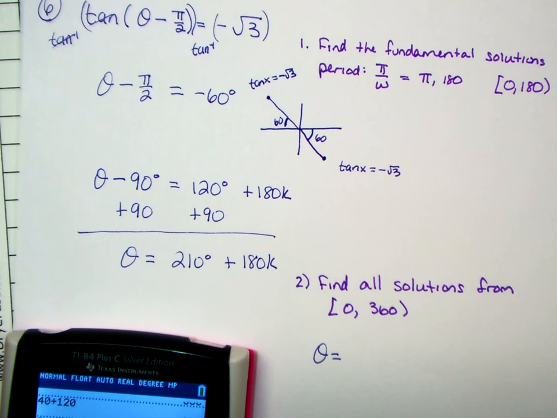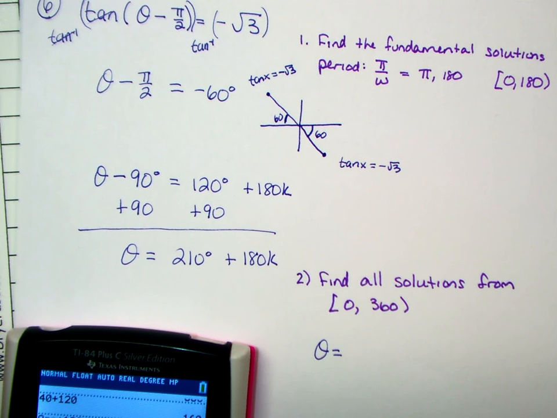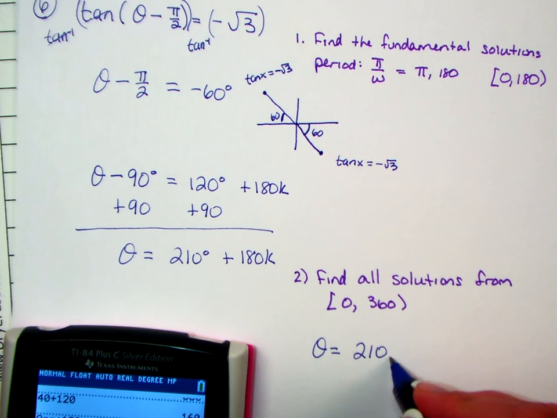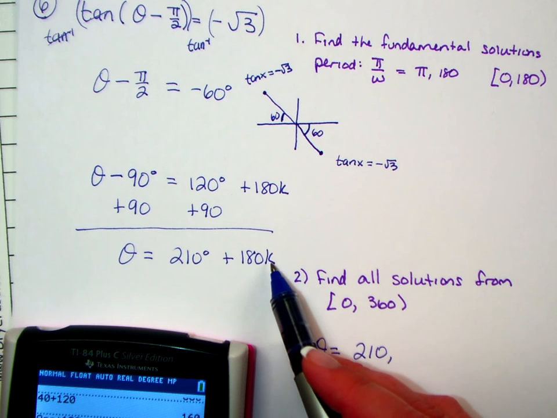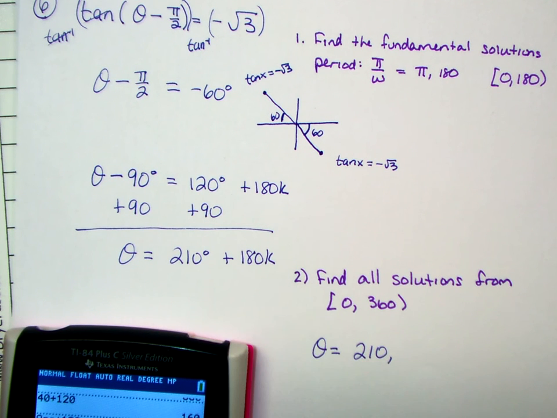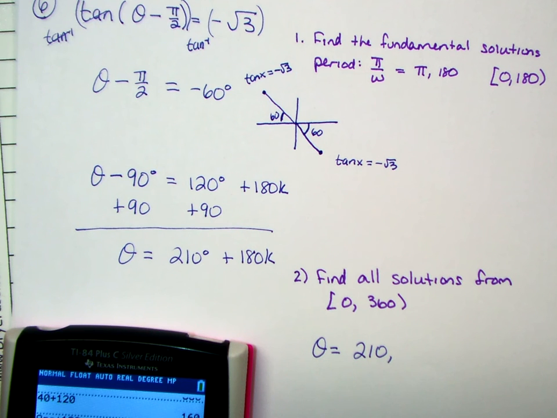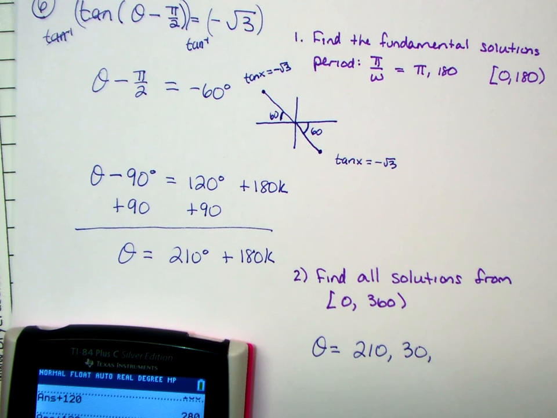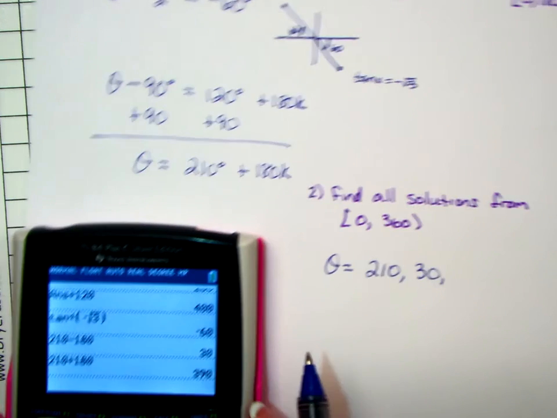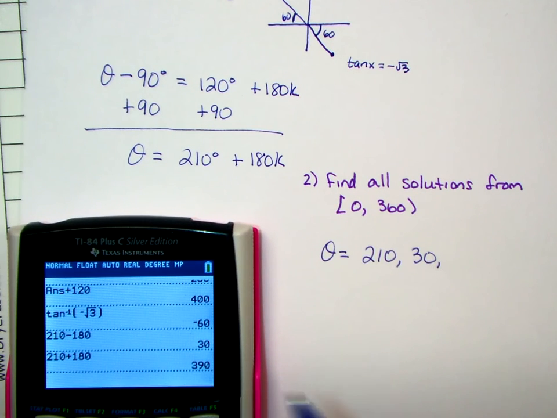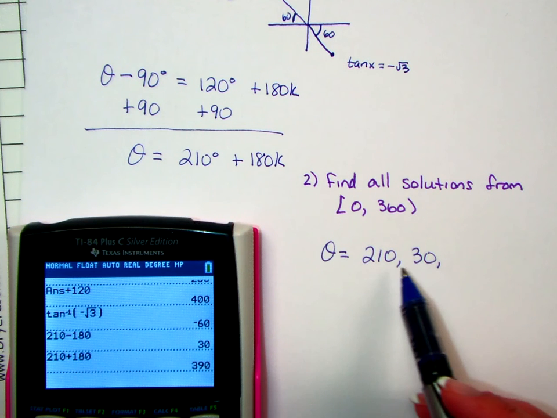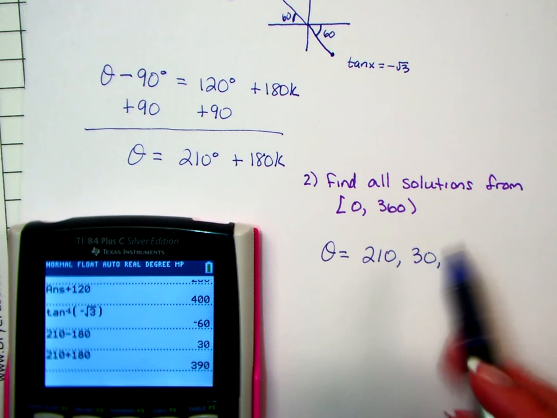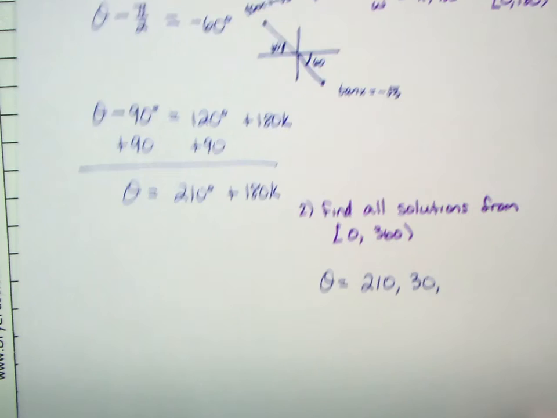All right, so if I were to do 210 plus 0, I'd get 210, right? Now in this particular case, if I let k equal -1 and subtract 180, I'm going to get another fundamental solution between 0 and 360. Okay? And then if I do 210 plus 180, it's bigger than 360 because it's equal to 390. So my two fundamental solutions are 210 and 30.